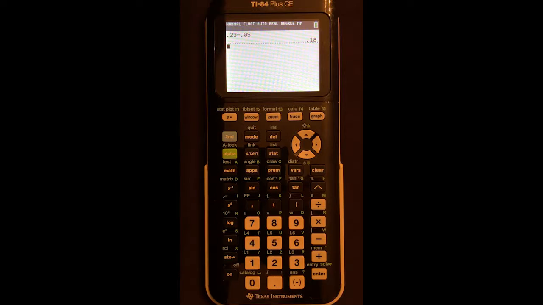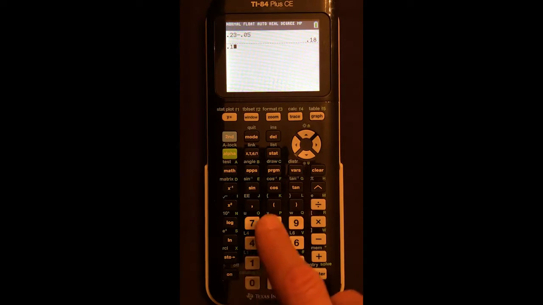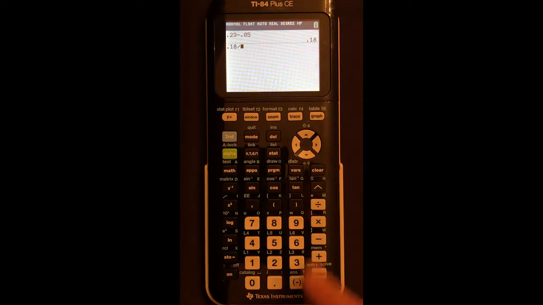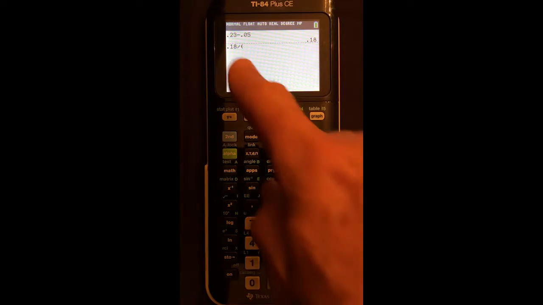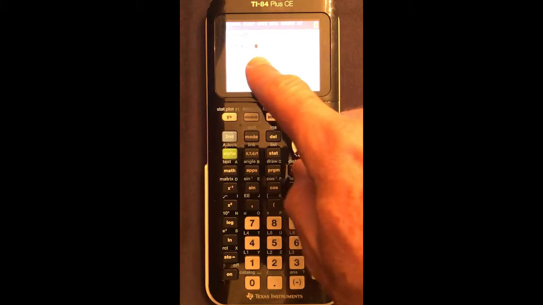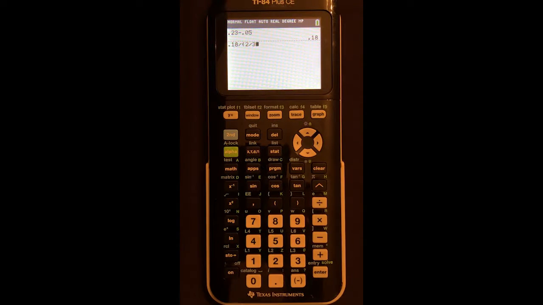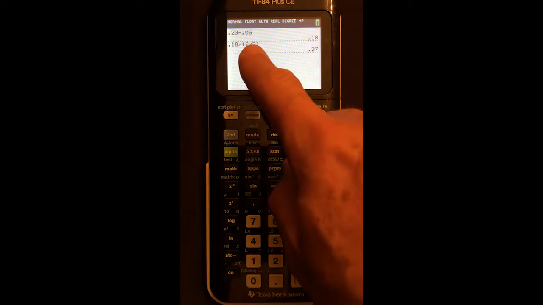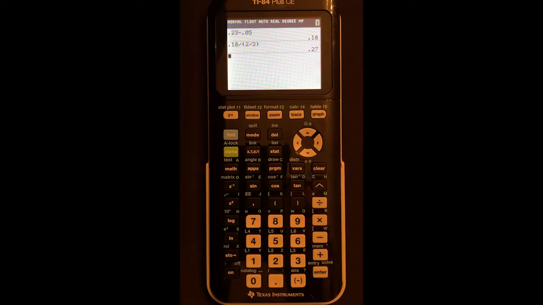Now look how easy this can be done with a TI. You simply key in 0.18 divided by, open a parentheses, because you're going to divide that value by 2/3. So just key in 2/3. You don't even need to use the frac key for fraction. You can just enter it like that, and it will give you the right answer, which is 0.27, which is choice K.